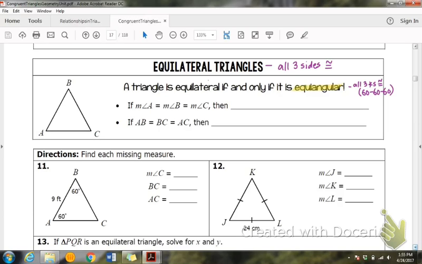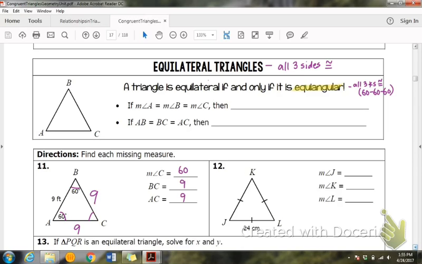Okay? So if we look at example 11, it says angle A is 60, angle B is 60. How much is angle C then? 60, right? And you could do 60 plus 60 is 120. Subtract that from 180 and you get 60. So angle C is going to be 60, because if two of them are 60, then the third one has to be. And then if AB is 9, how much are each of the sides? 9. And the reason we know that each of the sides are 9, guys, is because it's equiangular. And if it's equiangular, it's also equilateral, which means each of these sides are 9.